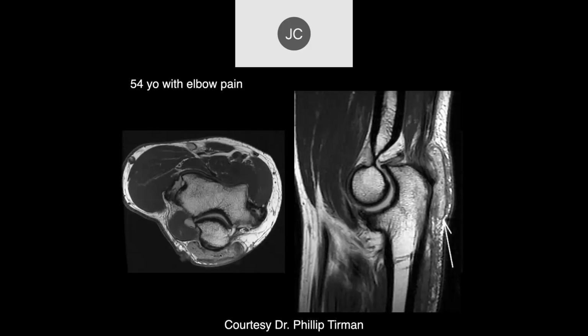I mean, gout should be considered in this. This is kind of a funny looking speckle type collection here, and it's fairly typical of gout. I wouldn't call it diagnostic, but it should make you think about it. And this is another patient with gout. Olecranon bursitis is one of the more common places.